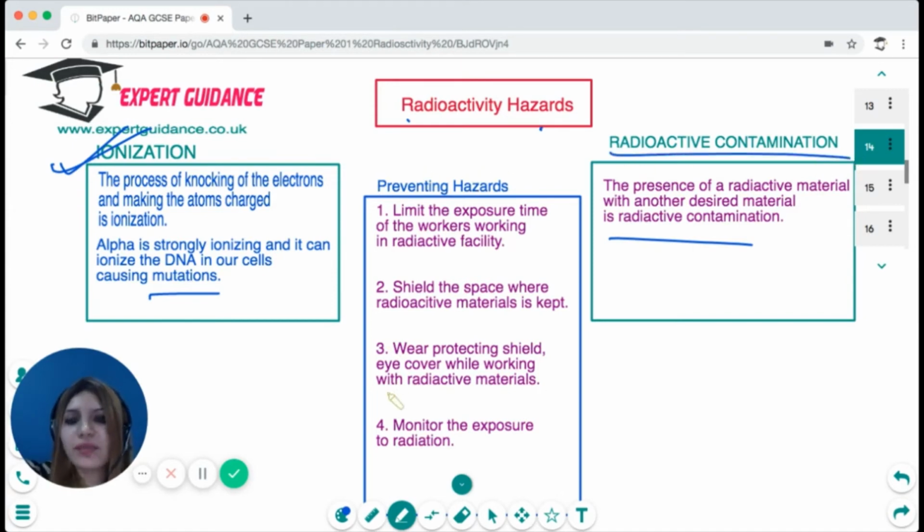Now, how can we prevent the hazards of radioactivity? We can limit the exposure of the workers in the radioactive facility. We can shield the space where the radioactive materials are kept. We should make sure of proper dumping, proper storage, and proper use of radioactive materials. We should wear an eye mask, protective shield, and eye cover while working with radioactive material. And we should also monitor the exposure to radiation, and people working in the radioactive facility should not be exposed for a greater amount of time.